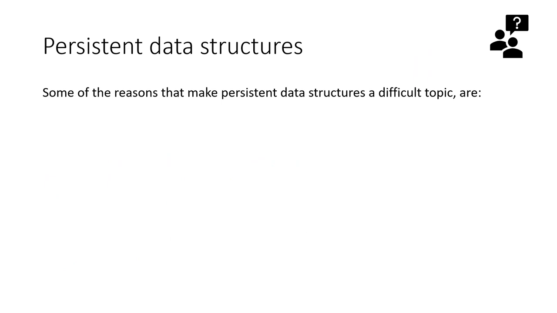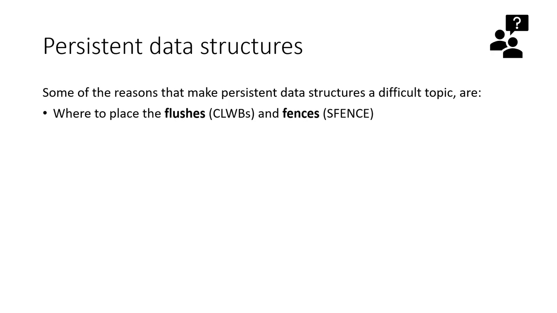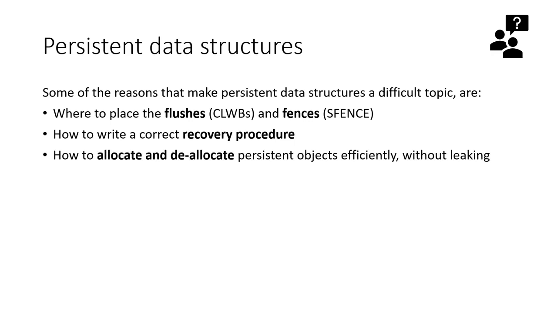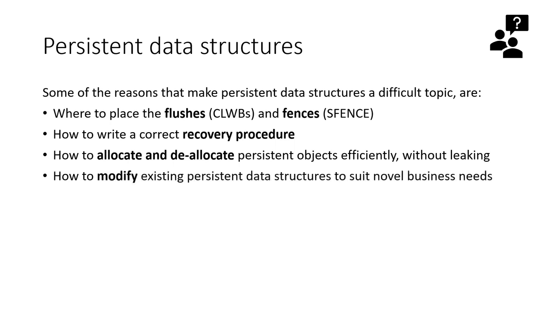With persistent memory comes the need to have persistent data structures. These are data structures that survive a non-corrupting failure, for example, a power failure. Making a persistent data structure can be a challenging task. Some of the difficulties behind it are where to place the flushes and fences, how to write a correct recovery procedure, how to allocate and deallocate in persistent memory efficiently and without leaks, or simply how to modify an existing data structure at a later time.